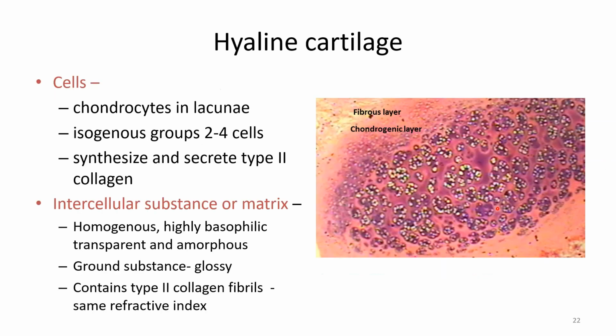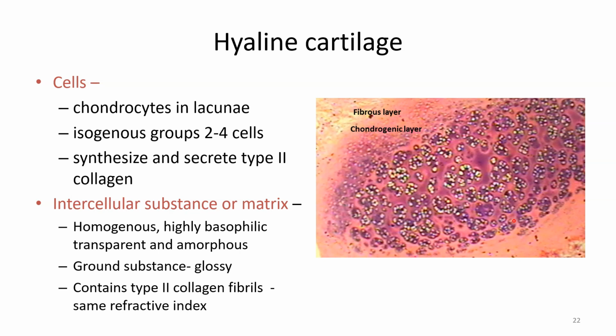In this picture, you can see the arrangement of a rim of perichondrium, with the fibrous and chondrogenic layers, and you can see the cartilage cells in lacunae in the isogenous groups of 2 to 4 cells. These chondrocytes synthesize and secrete the type 2 collagen fibers.